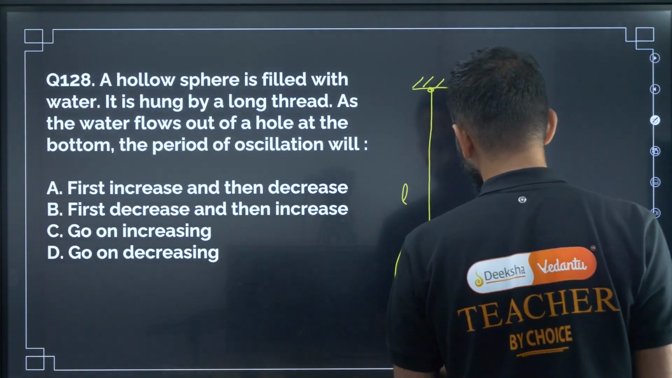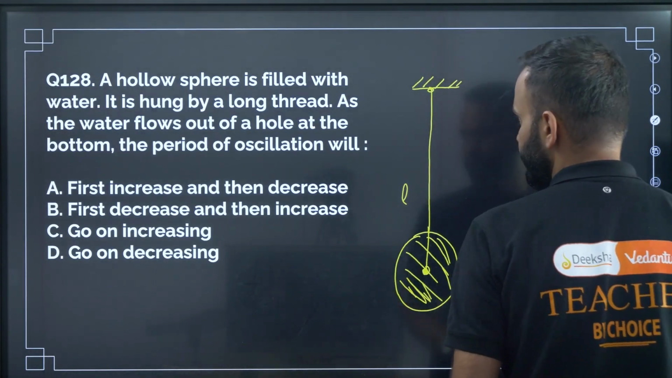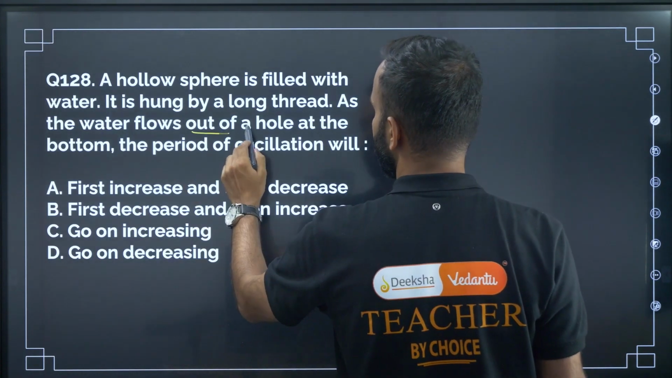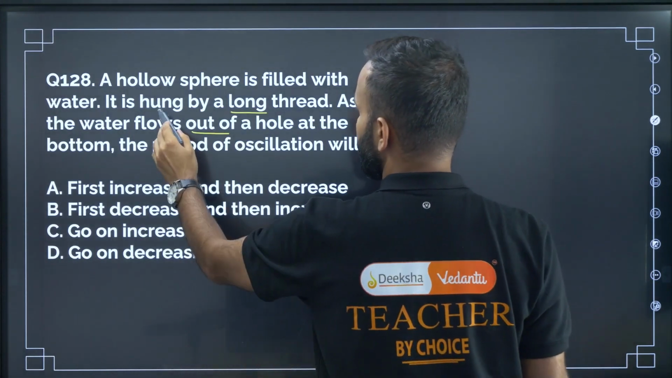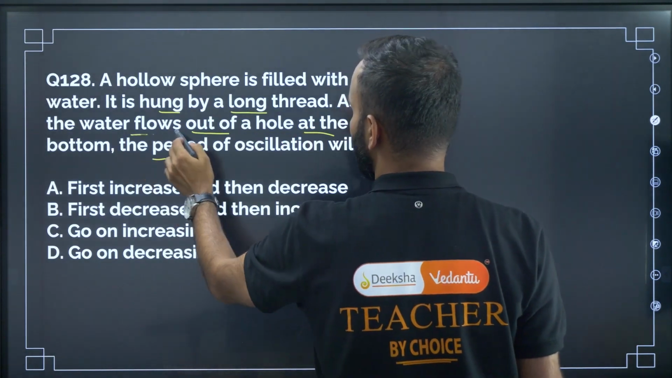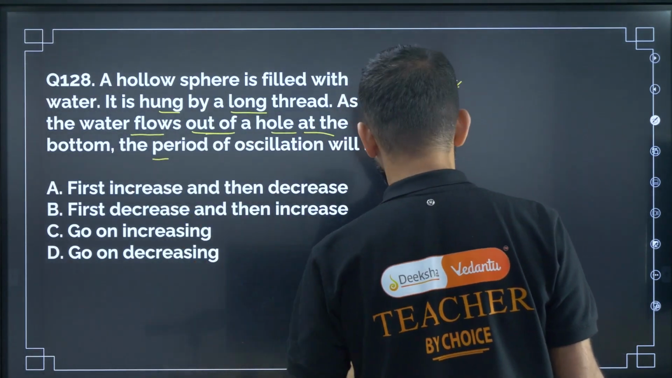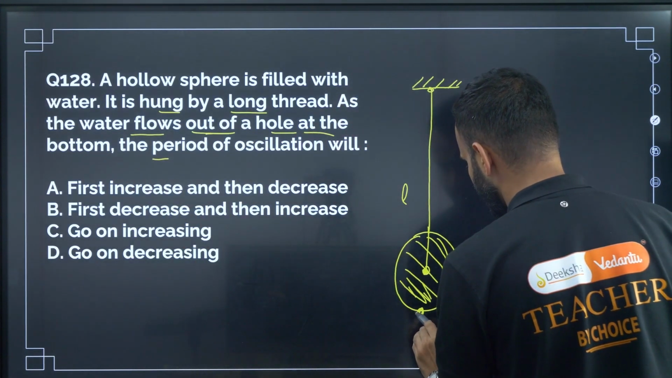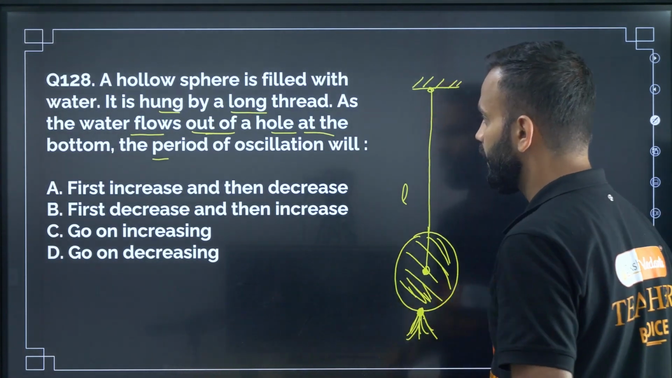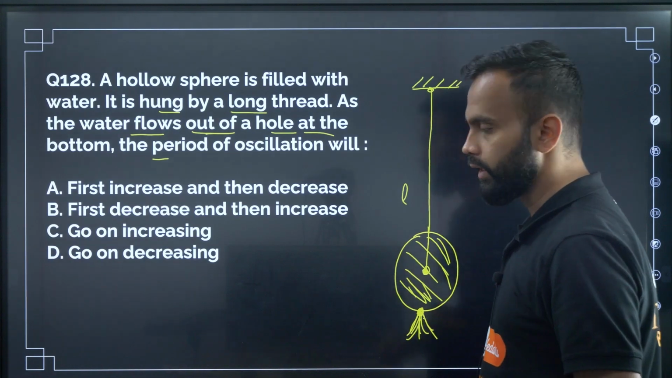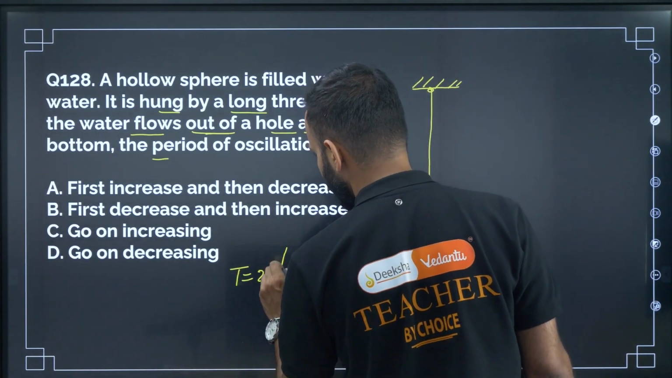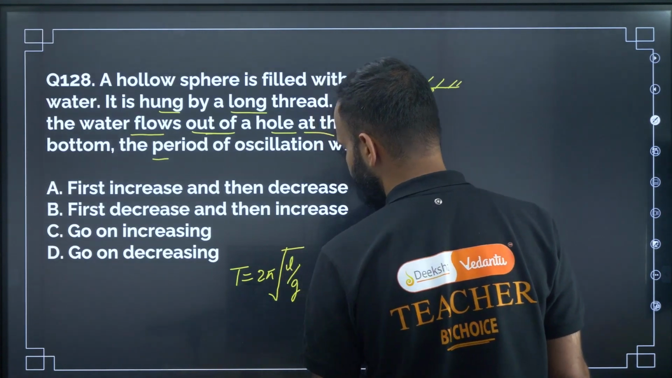It is filled with water. As the water flows out of a hole at the bottom, so this is the bottom, the water is flowing out from this bottom. We need to find the period of oscillation. Here the time period of the oscillation T equals 2π times the root of L divided by g.